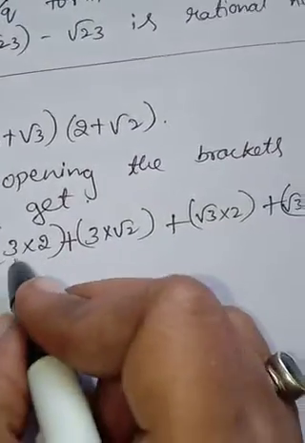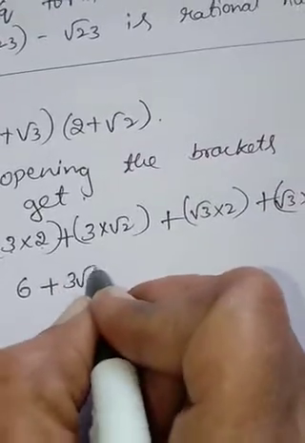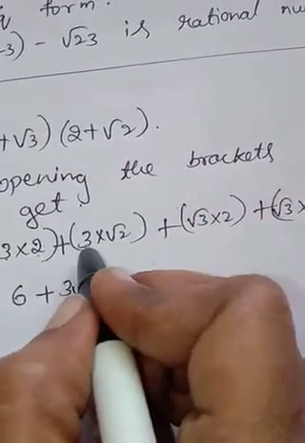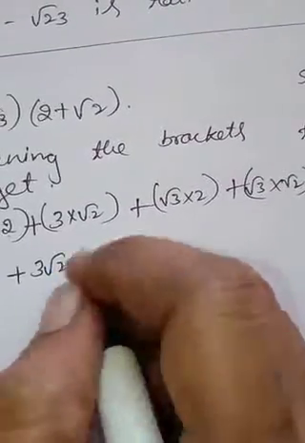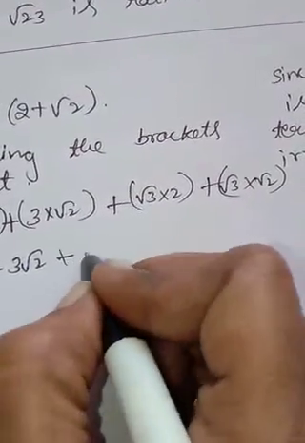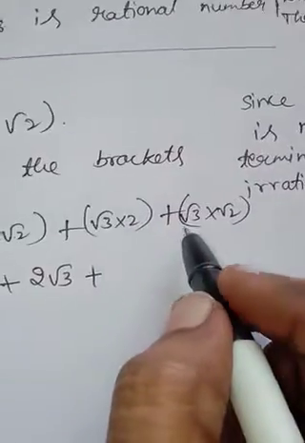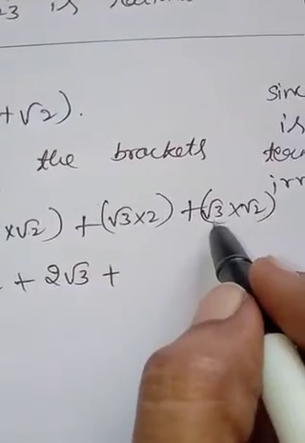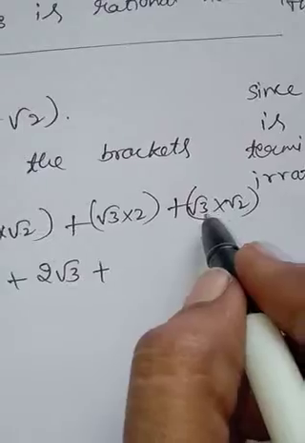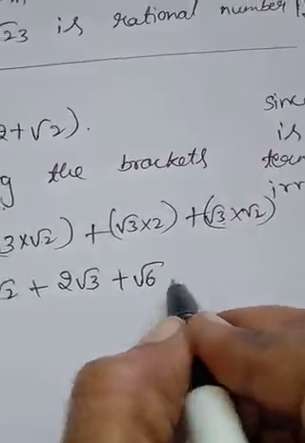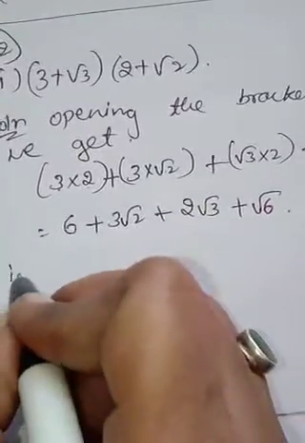What I am going to get: 3 2s are 6, plus 3 root 2. I can't multiply this because one is a whole number and the other is a root number, so I just keep it as it is. And then here also 2 root 3, plus, here I can multiply because these two numbers also have roots. Then 3 into 2, 3 2s are 6. I can write it like this. Okay, next I will show you one more problem.